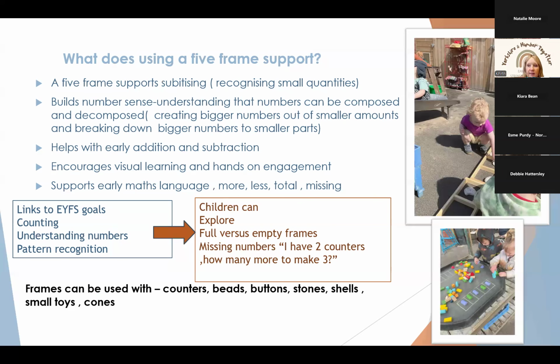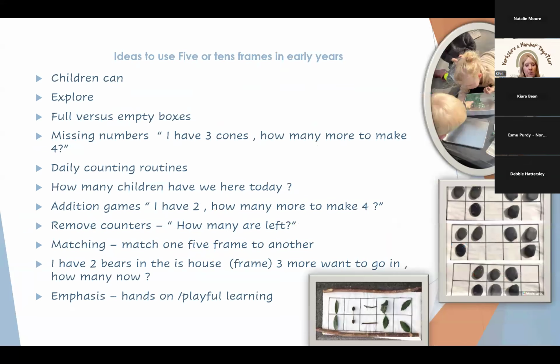Again, all of these things, these ways of learning, the subitising, the 5 frames, they're all linked to the early years foundation stage goals: the counting, the understanding of maths, the pattern recognition. Children can explore full versus empty frames, missing numbers. I have one counter, how many more to make three? Lots of thinking going on there, problem solving. Frames can be used with counters, beads, buttons, stones, shells, small toys, cones. Again, the loose parts, like we've spoken about already, which are just an invaluable resource.